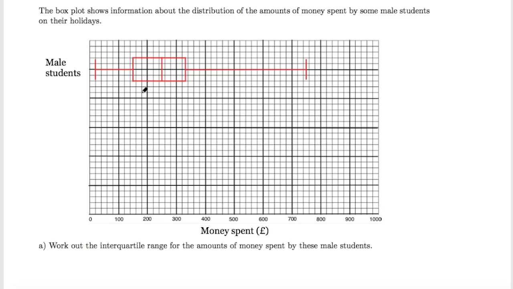And looking at this box plot, remember the whiskers on a box plot represent the minimum and the maximum. So the minimum amount spent was, have a look at the graph lines carefully and you'll notice they represent 20s. So this represents 20 and this represents 750. So they're the minimum, maximum, and then the quartiles here represent 25, 50% and 75%. And so the lower quartile was 150, the median was 250, and the upper quartile was 330.